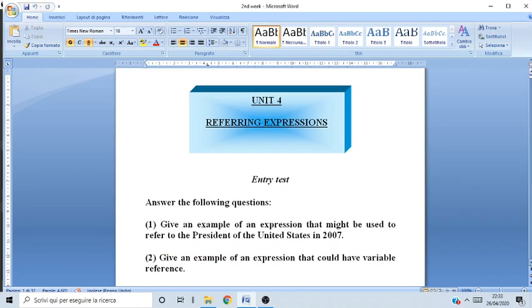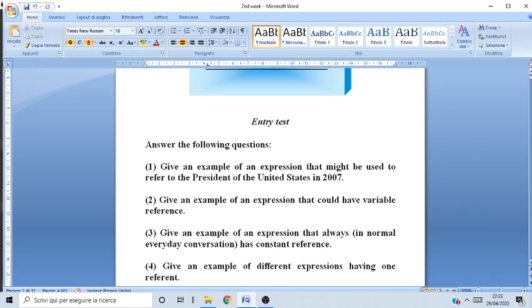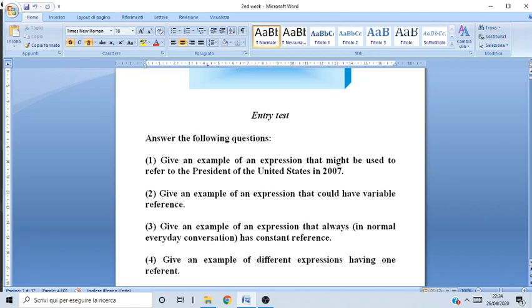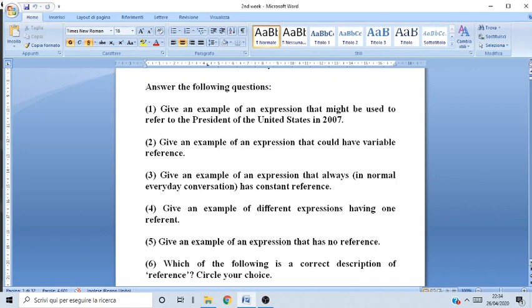Let's see what happens with the entry test. You know how this works. You answer the questions. If there's anything missing, go back to the previous classes. Otherwise, fine, go ahead. So let's look at the following questions. Give an example of an expression that might be used to refer to the President of the United States in 2007. If you don't remember who the President of the United States was in 2007, perfectly fine. Just do your research and then get back.